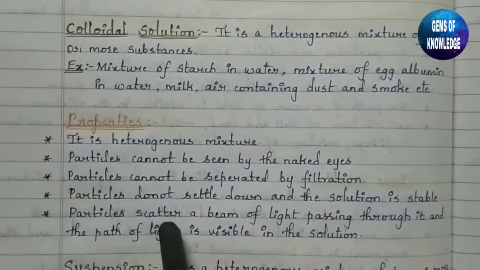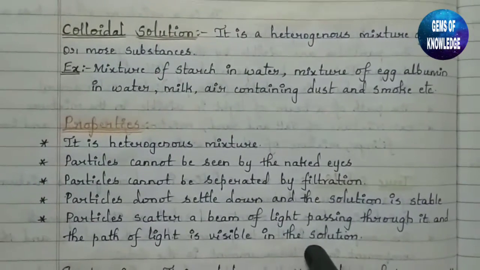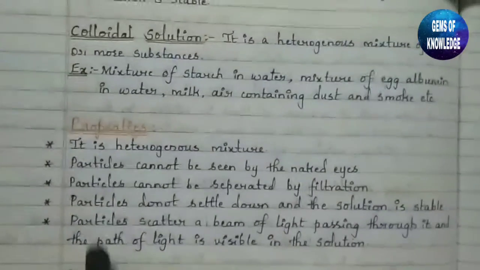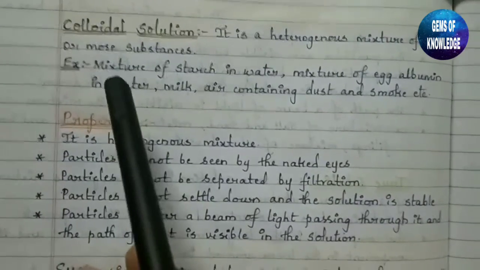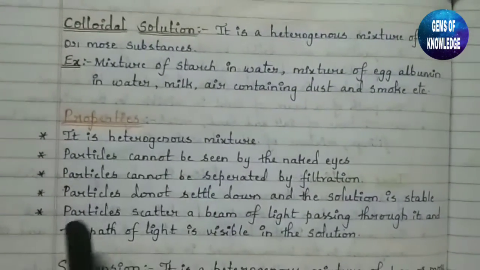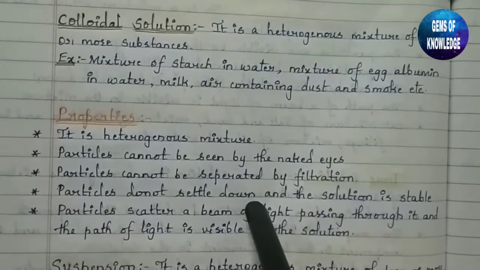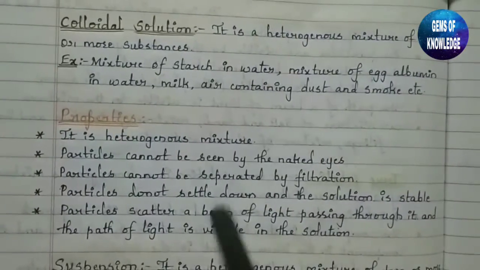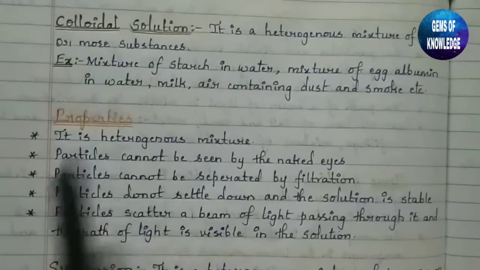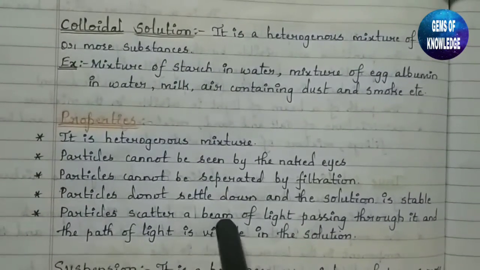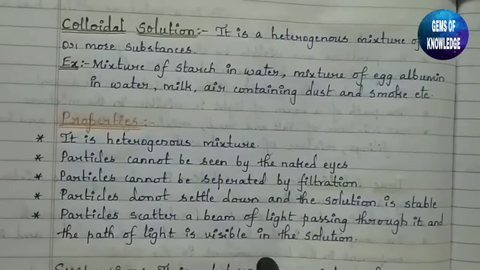Then the particles scatter a beam of light passing through it, and the path of light is visible in the solution. So the only differences between these two cases are that here it is a heterogeneous mixture whereas the true solution is a homogeneous mixture, and in the colloidal solution the particles scatter a beam of light and it is visible in the solution. Whereas in the case of a true solution, the beam of light is not scattered and it is not visible in the solution.